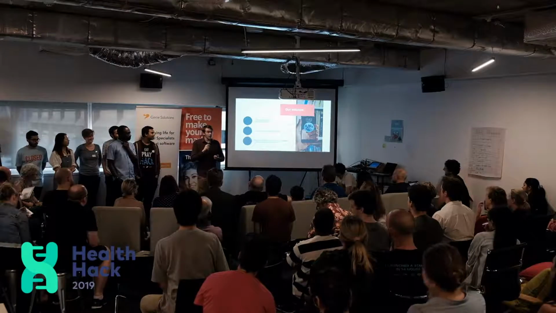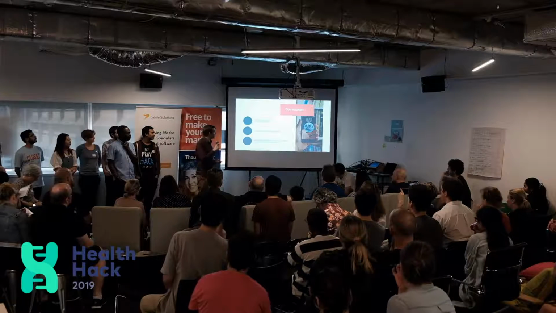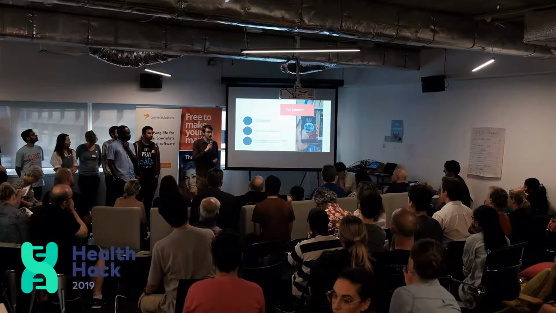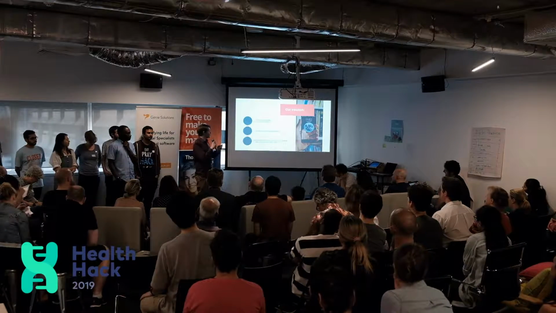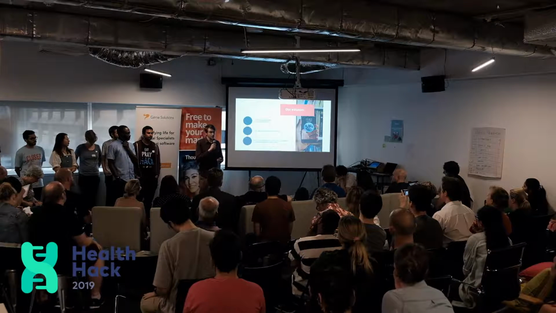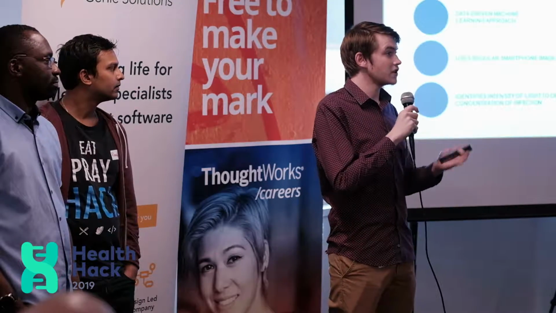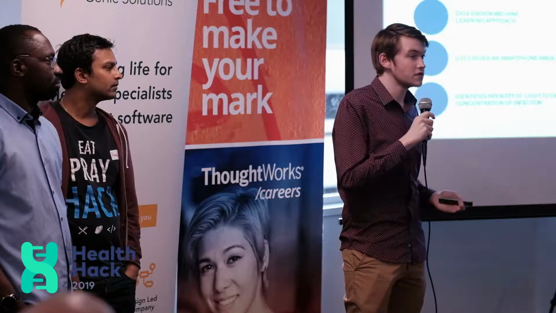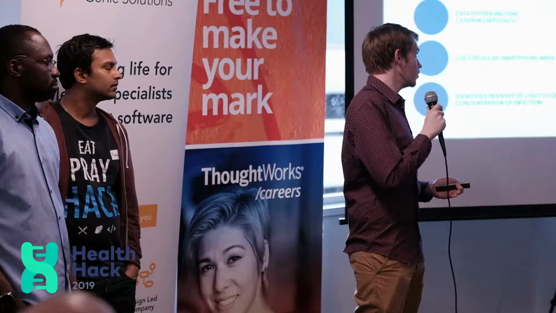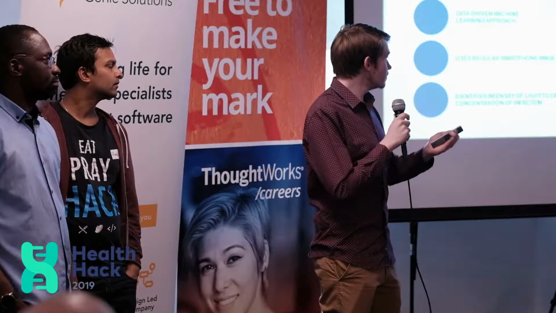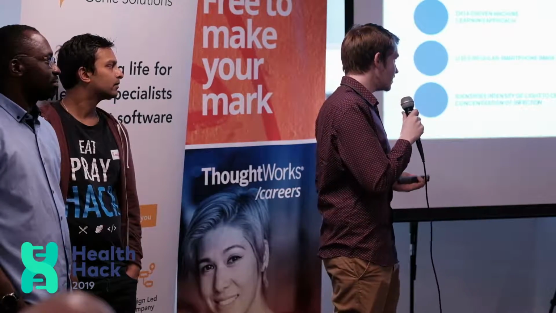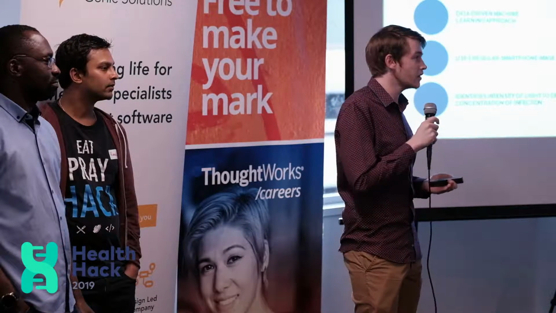So what we tried to come up with was an algorithm or a data-driven machine learning approach to use a smartphone image to quantify that line on those strip tests. So that in lower socioeconomic communities where we can use cheaper strip tests, we can basically come up with a diagnostic for the person who is being tested. And we tried to use the intensity of light to determine the concentration value.